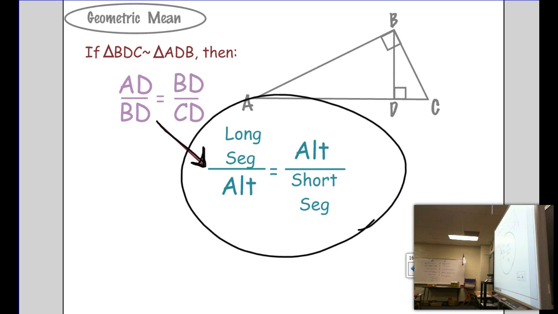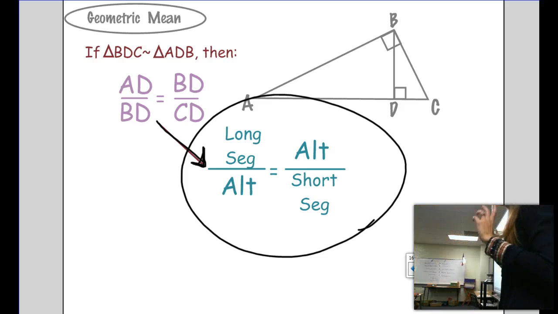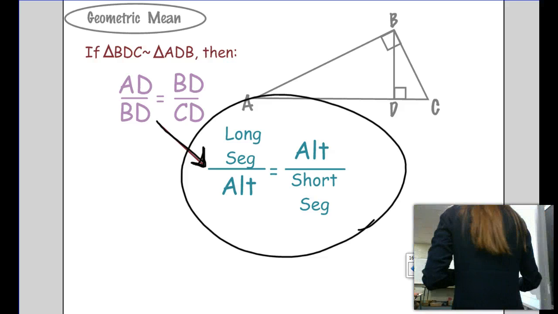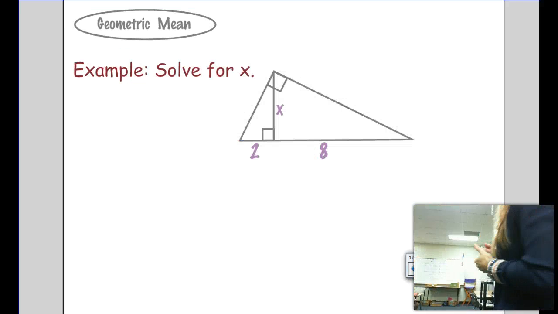And honestly, you can switch up those 2 segments. It doesn't have to be long first and then short. But the important thing is that you use the altitude twice because the altitude is the geometric mean. Okay, let's try one. And once we try it, you'll be like, oh, that's easier than she was making it sound. You really will. Unless your head's down and you're not listening.